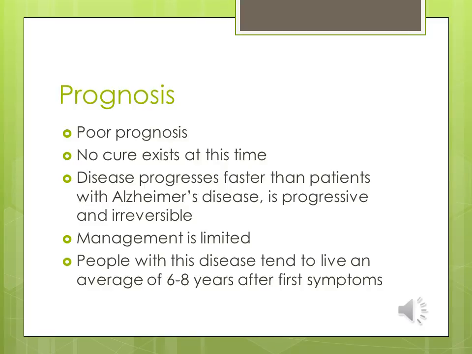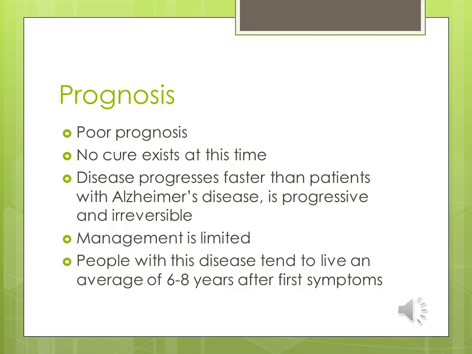So the prognosis for a patient with this condition is poor. Currently, no cure exists at this time. The disease progresses faster than in patients with Alzheimer's disease. It is progressive, and it is also irreversible. The management is also limited, so this kind of just puts a damper on it, because we don't really know for sure what's the most beneficial thing to help them besides keep their quality of life and improve their functionality as much as possible, or help them maintain that. Also, people with this disease tend to live an average of 6 to 8 years only after their first symptoms are recognized or diagnosed.